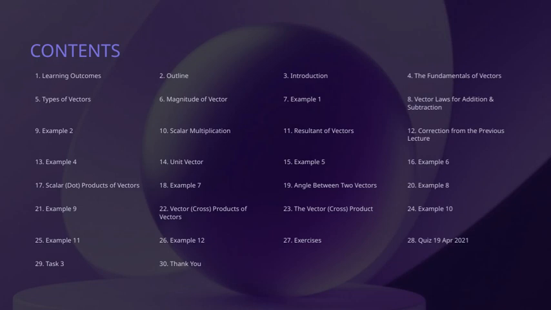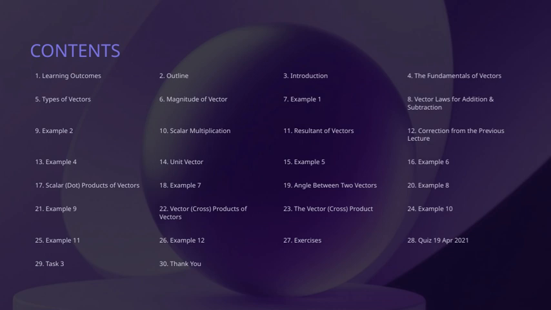Now let's take a quick overview of what we'll cover in this session. We start with the learning outcomes, so you'll know what to expect by the end. Then, we'll look at the outline of the presentation, giving you a roadmap of the topics. Moving forward, we'll explore the types of vectors, which are fundamental to understanding the subject. Next, we'll delve into the magnitude of a vector, a key concept in quantifying vectors.